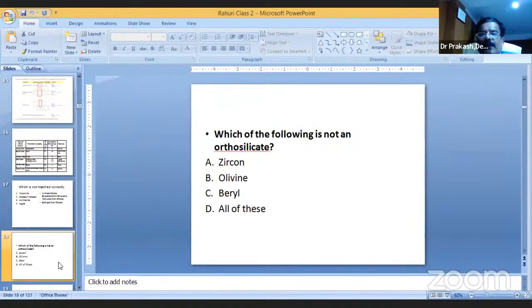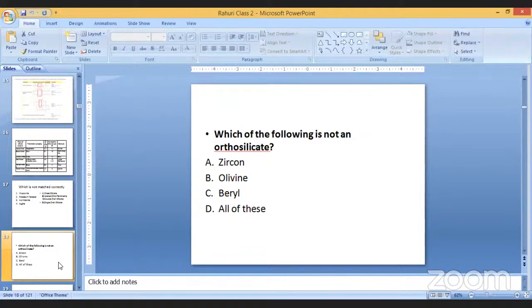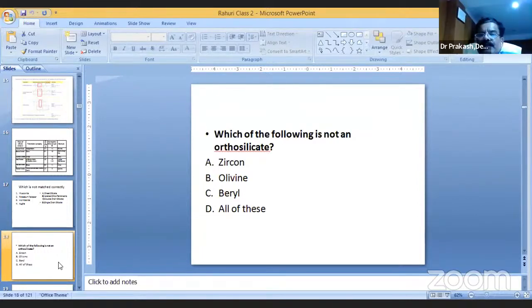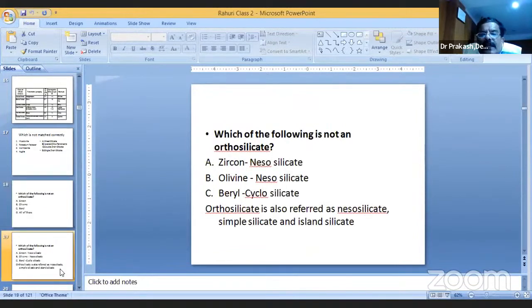Okay. Which of the following is not an orthosilicate? Zircon, olivine, beryl, all of this. Beryl, because it belongs to cyclosilicates. Correct? You can see here, nesosilicate, cyclosilicate. Orthosilicate is also referred to as nesosilicate, simple silicate, and island silicate.